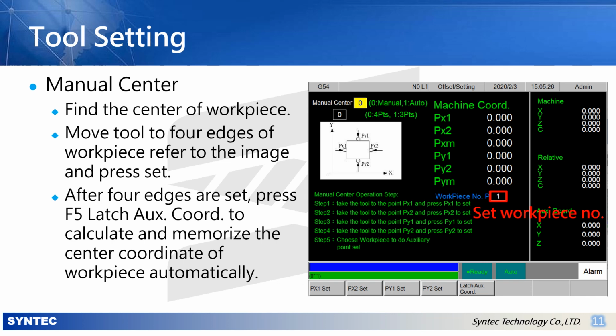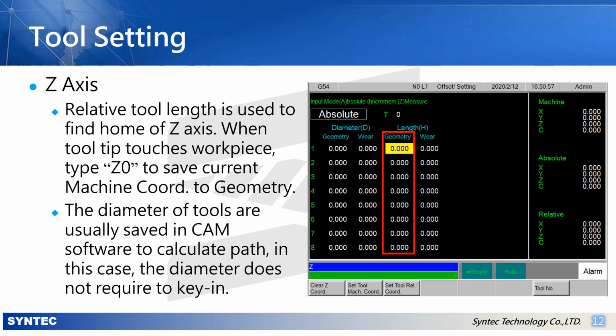To use center function, user needs to move tool to 4 edges as figure shown, and press set for each edge. After 4 edges are set, press F5 Latch Auxiliary Coordinates to calculate and memorize the center coordinate of workpiece automatically. There are some methods to set home of Z-axis, such as G54 workpiece coordinates and toolset. Toolset is used, for example, when tooltip touches workpiece. Type Z0 to save current machine coordinates to geometry and tool length, and other tools should follow the same steps.